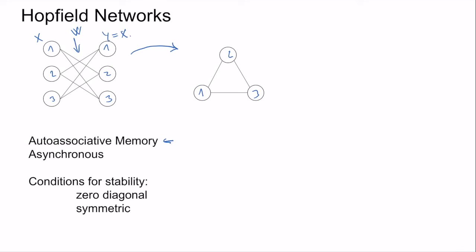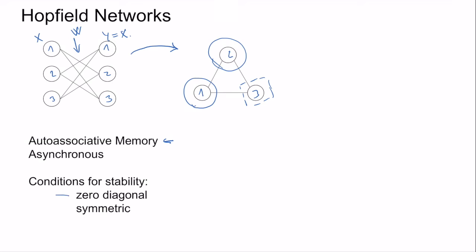neurons. So maybe, for instance, I sample this neuron here, and we just update the value of this neuron based on the value of this neuron 1 and the value of this neuron 2. There are 2 conditions for stability.